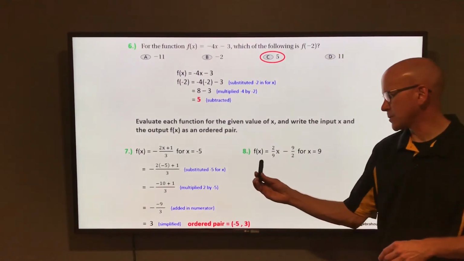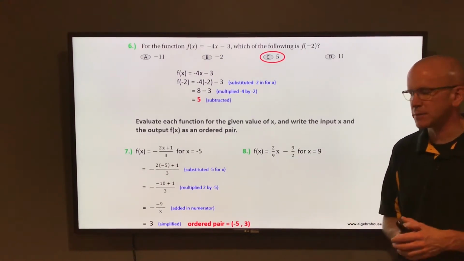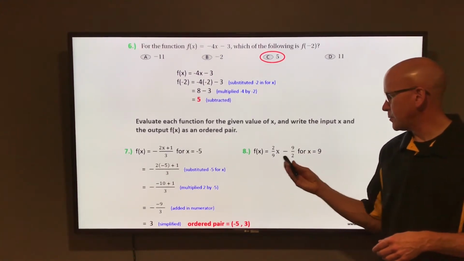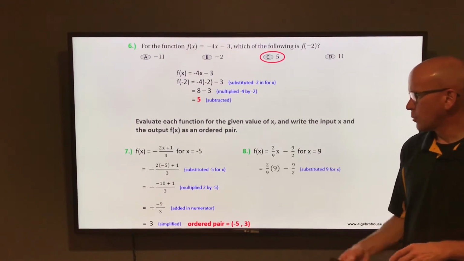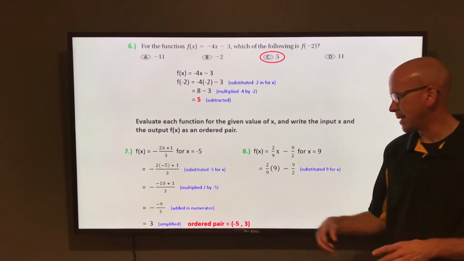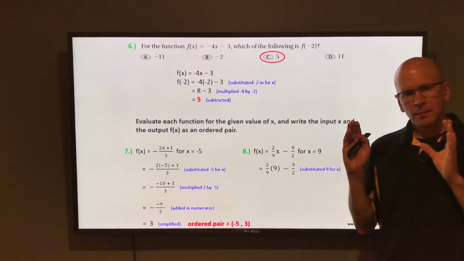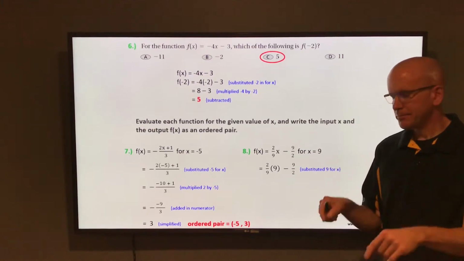Next, f of x equals 2/9 x minus 9/2 for x equals 9. Nothing like fractions for breakfast in the morning. Substitute 9 in for x. So you're replacing the x with that 9. We're going to be taking 2/9 times 9 minus 9/2. Put the calculator down. It'll be all right.